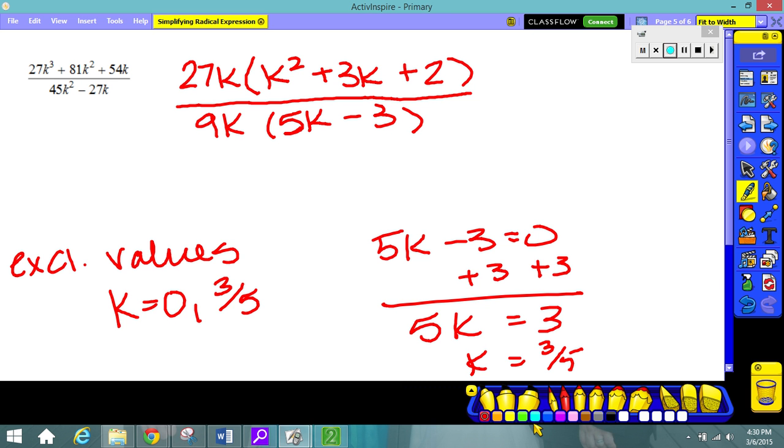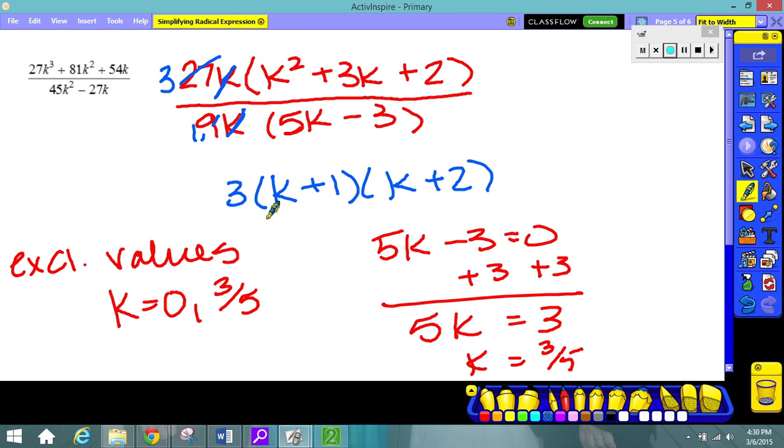So looking at what I can cancel here, I see I can cancel out my k's. 27 and 9 can both be divided by 9, leaving me 3 on the top and 1 on the bottom. Continuing to factor, I now have 3 times, and when I factor this, I'm going to have k plus 1 times k plus 2 all over 5k minus 3. There's nothing else that can be factored out other than what I've done. This would be our solution with the excluded values listed below.